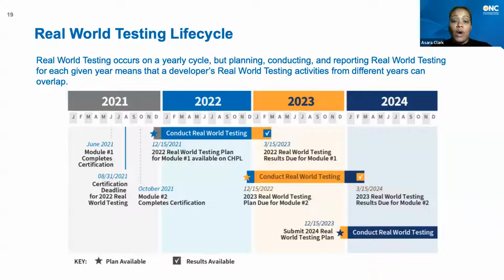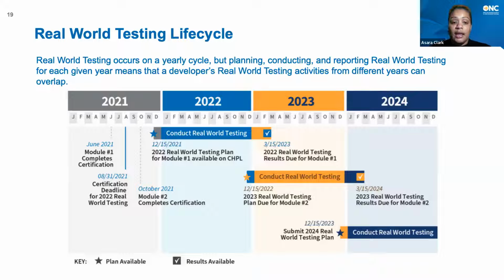Module number 2 is not required to be included in real world testing plans until this current year's submission, which is going to be addressing 2023 real world testing activities, because it was not certified as of August 31st of 2021. It was not mandatory that the health IT developer included it in their 2022 plan. However, because it was certified as of August 31st, 2022, module number 2 is required to be included in the 2023 plan.